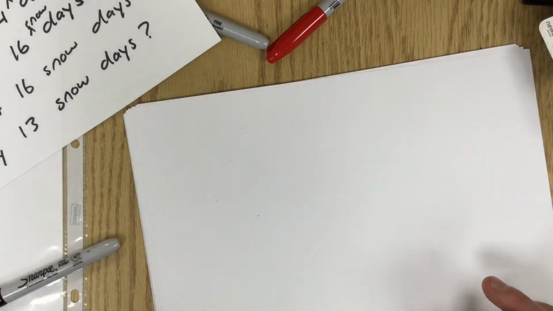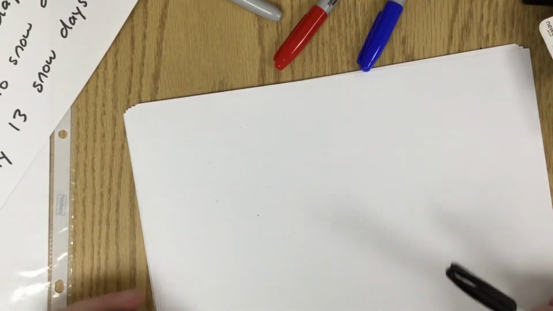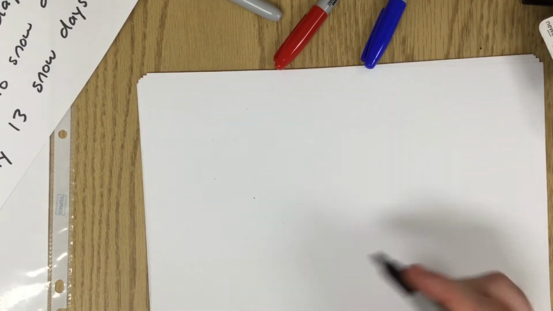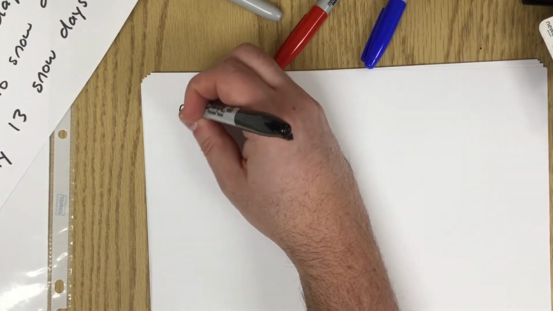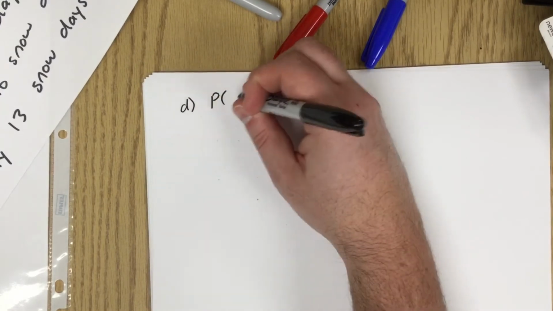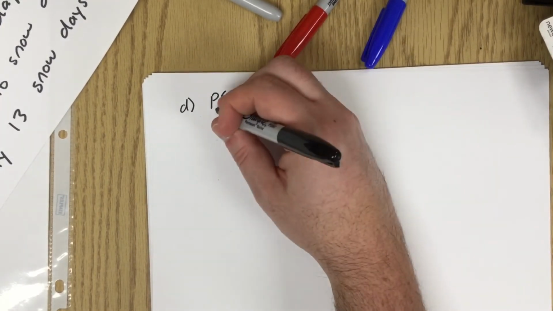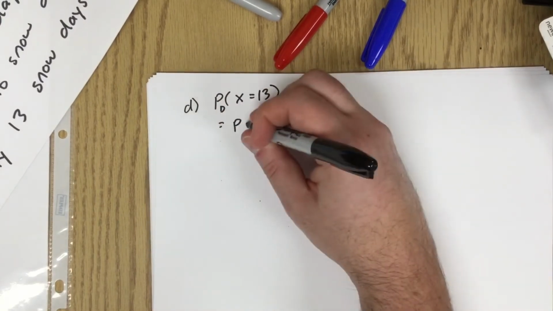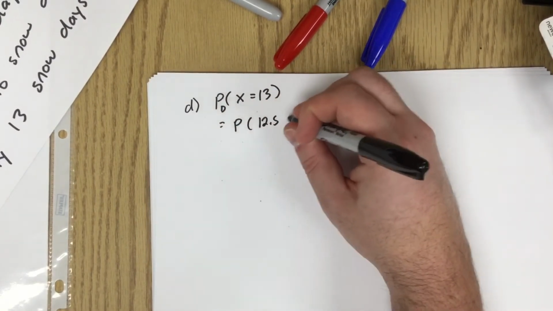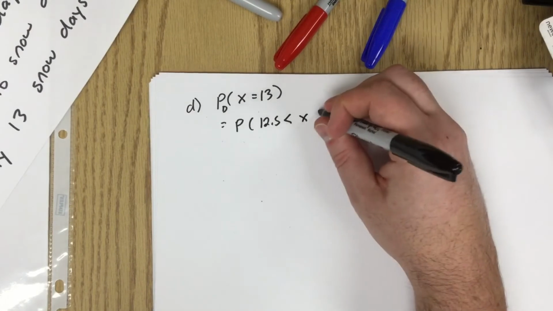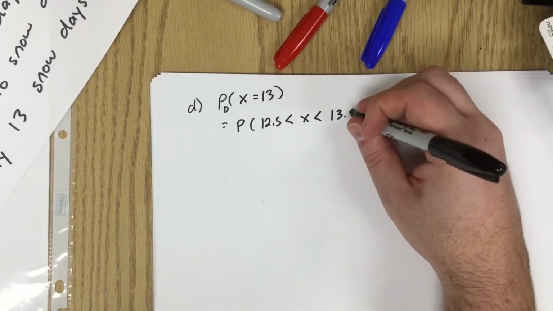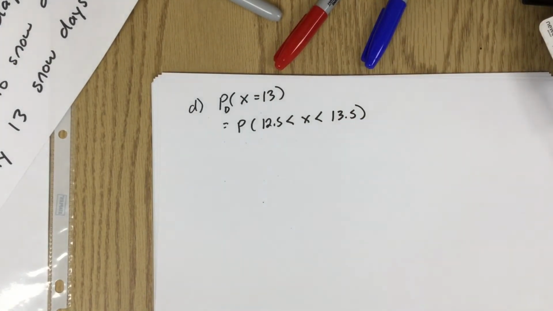Okay. And last but not least, exactly 13 snow days. So I want the probability that x is exactly 13. And that definitely needs correction. And that's going to correct to 12.5 is less than x, which is less than 13.5. And so we've actually got a bunch of work to do.